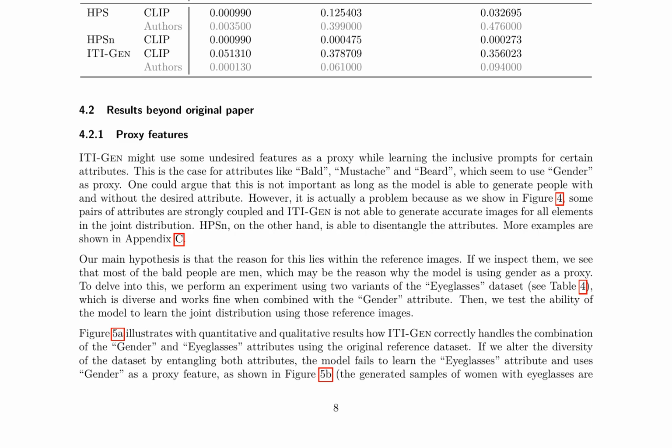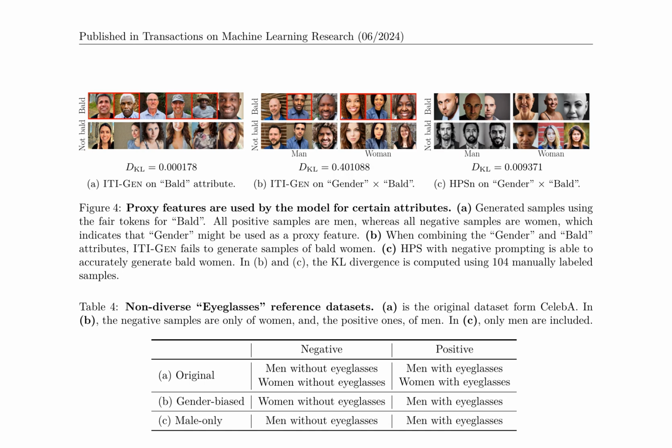An experiment using 2 variants of the eyeglasses dataset further supports this hypothesis, showing that ITI-GEN can correctly handle the combination of gender and eyeglasses attributes when using a diverse reference dataset but fails when the dataset is altered to entangle both attributes.